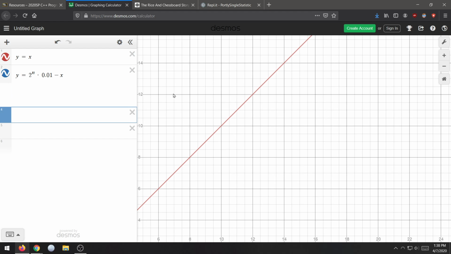Oh, that's going to be a little hard to see. Never mind. I have my graph here. Let me just fix this.